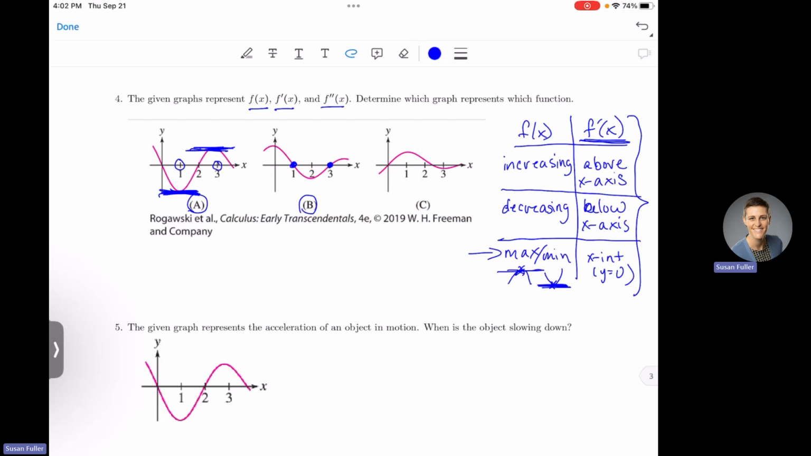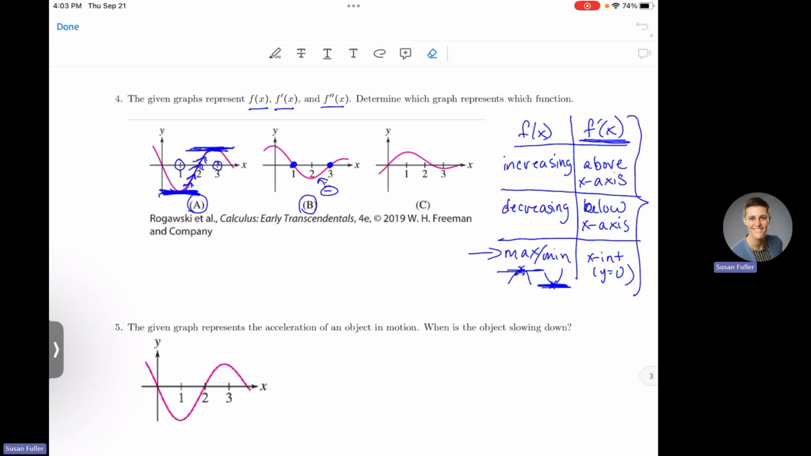How about between 1 and 3? Notice that from x equals 1 to x equals 3, this function is increasing. I have positive slopes there, which means that if B is the derivative of A, the y values on B need to be above the x-axis. They need to be positive y values. But the y values on B are negative here. B cannot be the slope of A. It can't be the derivative of A because the place where A is increasing, this is negative. B is not the slope graph of A.